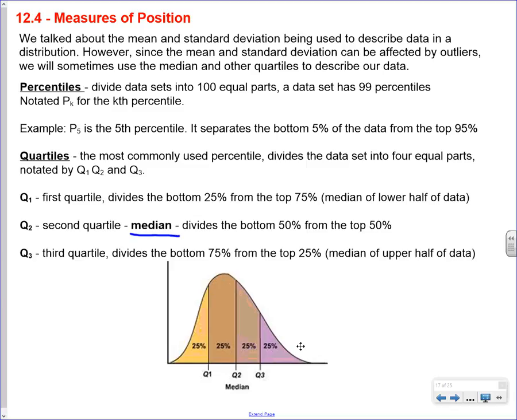The median falls right in the middle. It separates the bottom 50 from the upper 50. So Q2 is actually the median, so we just call it the median instead of calling it Q2. Q3 is the third quartile, so it divides the bottom 75 from the upper 25. So those are what we are going to use to help describe our data, so to kind of see how our data is distributed in a distribution.